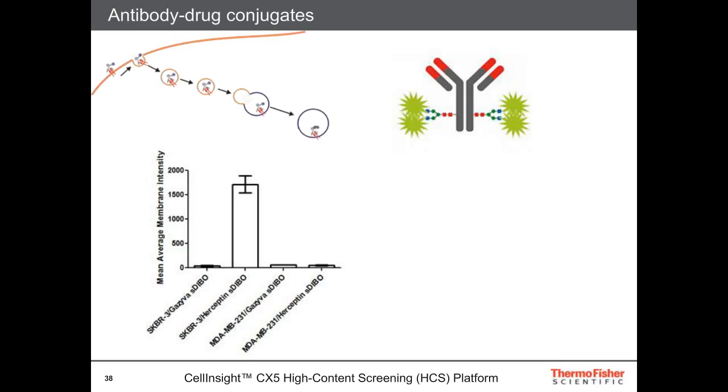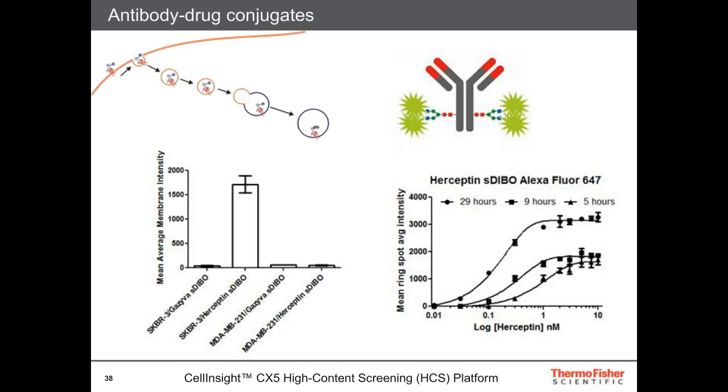What you can see from this trace, we're just looking at the membrane intensity using high-content imaging and analysis. You can see a significantly larger signal from the S-DIBO, which is our click chemistry method of labeling these antibodies, with Herceptin, and in no other situation do we see that signal. There's no signal when we label Gazyva using click chemistry on HER2-positive SKBR cells. And of course, we see no signal from either Gazyva or Herceptin in HER2-negative MDA-MB-231 cells. So not only is Herceptin binding specifically, but these therapeutic antibodies aren't just taken up by fluid phase endocytosis. We can look at the time and dose response here.